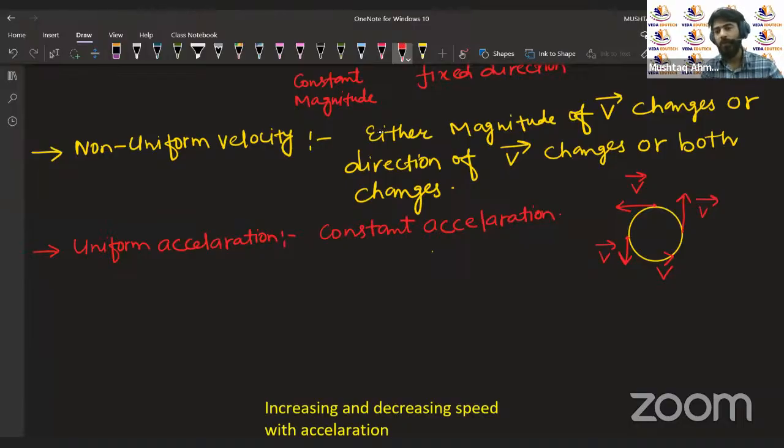So in simpler words, if somebody asks you what is uniform acceleration, you mean to say that acceleration is constant. By constant acceleration, we mean that both magnitude as well as direction of the acceleration is constant, right? If either the magnitude of acceleration or the direction of acceleration or both change, then we can say this is a case of non-uniform acceleration, or that acceleration here is not constant, right?